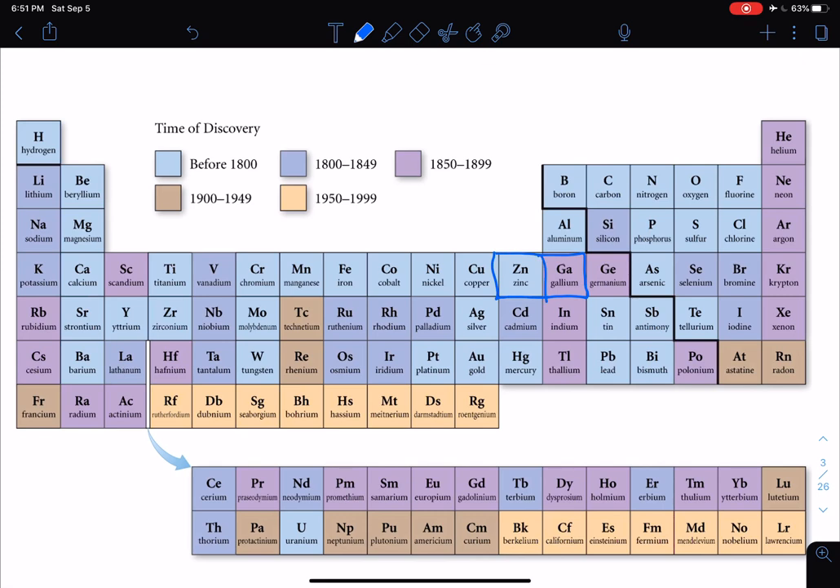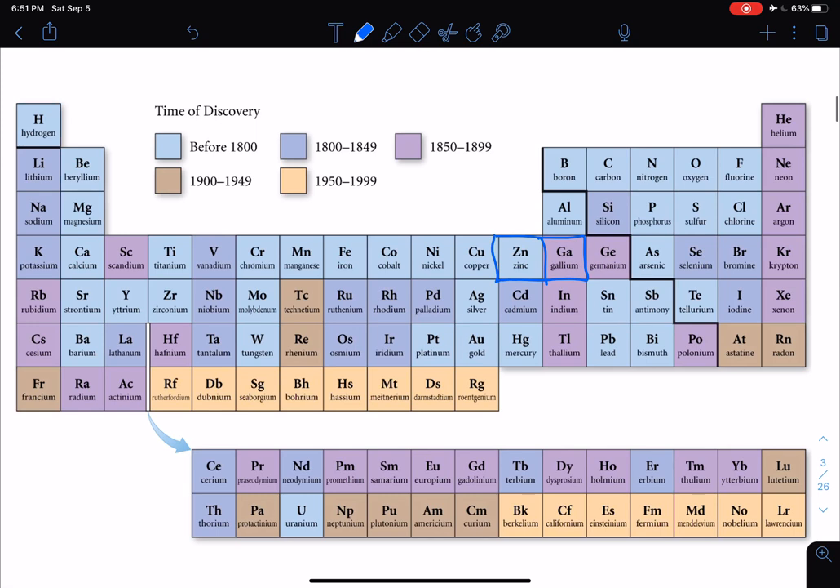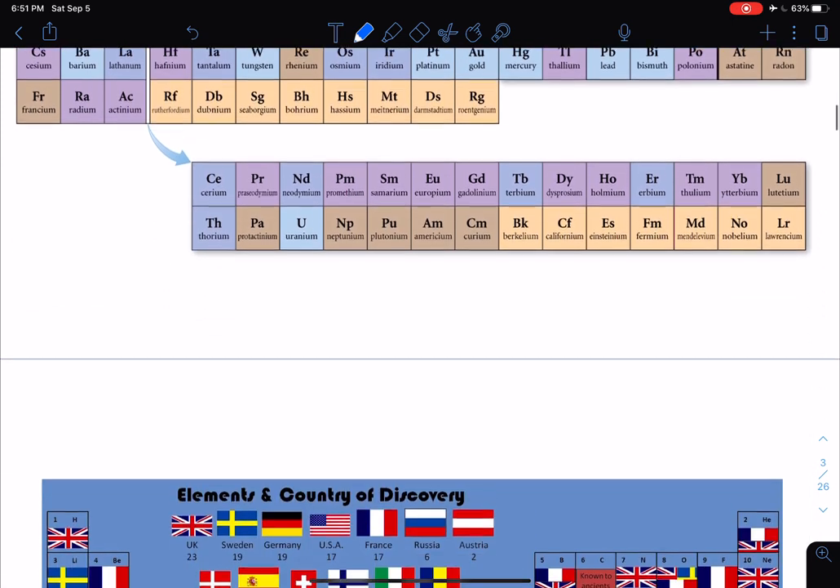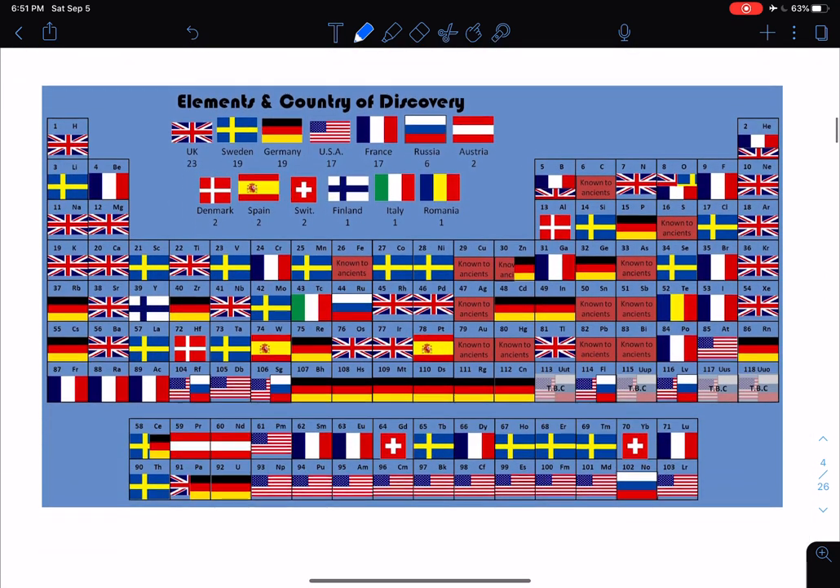Now, if you take a look at the key up here, you'll notice that it tells you when the different elements were discovered, and you're going to need to know the year for every element on the periodic table, the year that it was discovered. Totally kidding there, don't freak out. This is just a fun little periodic table to look at to see which elements were discovered when. All right, so moving on to the next slide.